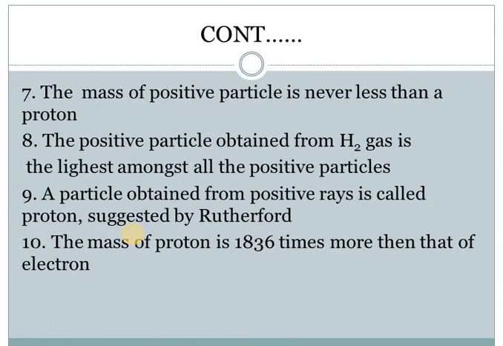Next, the mass of positive particles is never less than that of a proton. Definitely, the smallest mass present over there is that of the protons and neutrons. So it can never be less than a proton. It can be more, but never less than that of a proton.